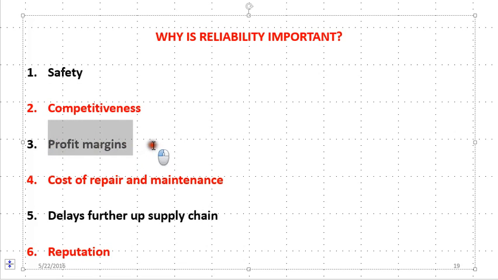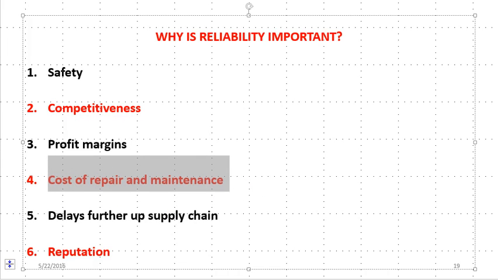It also improves the profit margin. Yes, the more people buy your products, the more profit you get. And also it minimizes the cost of repairing and maintaining the components. Yes, the lower the number of failures, the smaller the amount of money you should spend in repairing or maintaining it. Therefore, it reduces the cost.